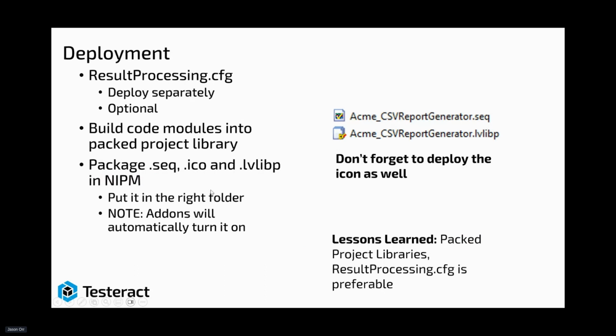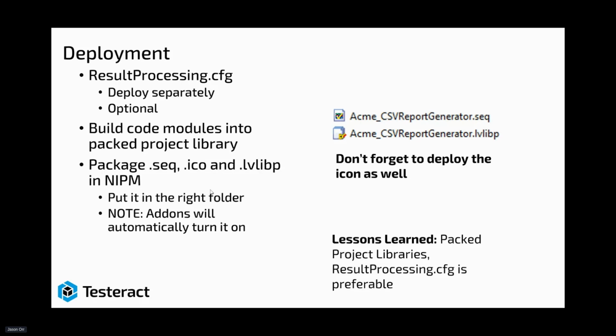Okay, and then lastly, deployment. It's optional, but we recommend that you deploy your result processing.cfg file separately. This will allow you to preserve those options, and choose which result processing plugins are enabled on a deployed machine, stuff like that. We recommend that you build code modules into a packed project library for easy distribution, and also to prevent linking issues and stuff like that.